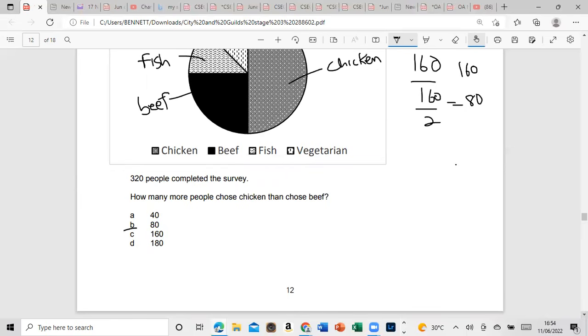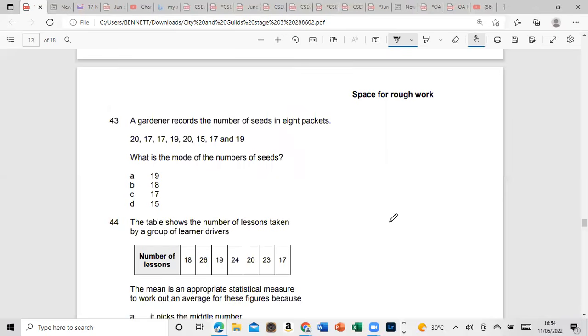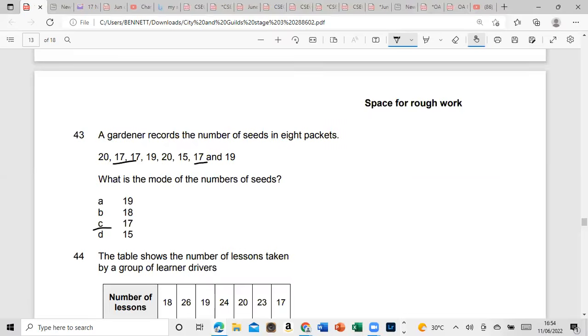All right, so let's go. A gardener recorded the number of seeds in 8 packets. What is the mode of the number of seeds? So we have 17 here twice. Mode is the one that occurs most frequently, and that would be 17.